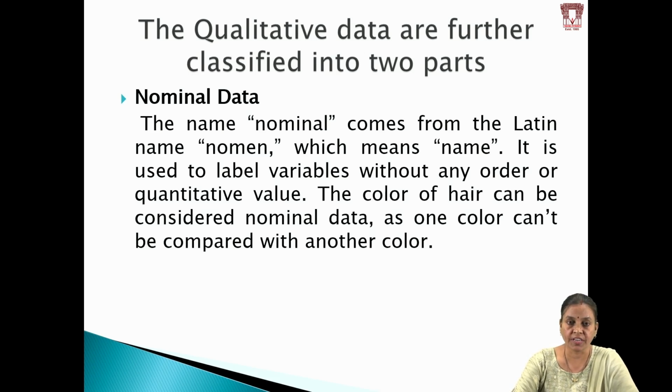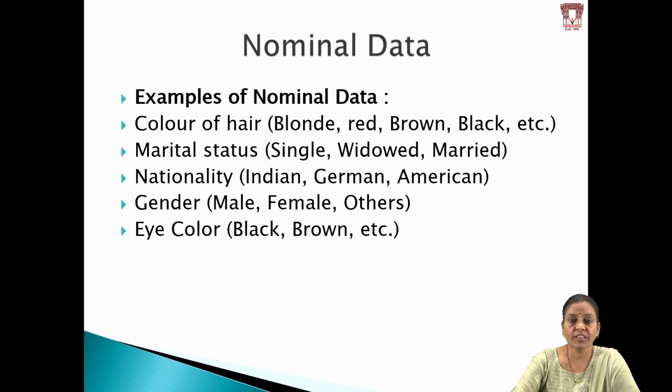Let us go with the nominal data. Nominal is a word which comes from the Latin word nomen, which means names. It is used to label variables without any order or quantitative value. The color of hair can be considered nominal data, as one color cannot be compared with another color. The various examples of nominal data are color of hair, marital status, nationality, gender, and eye color.